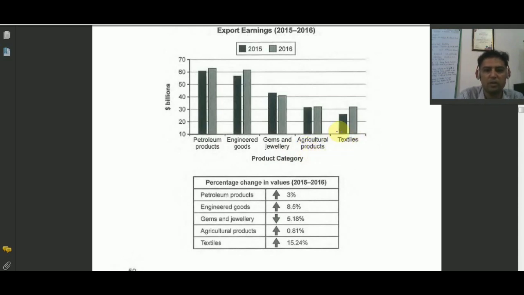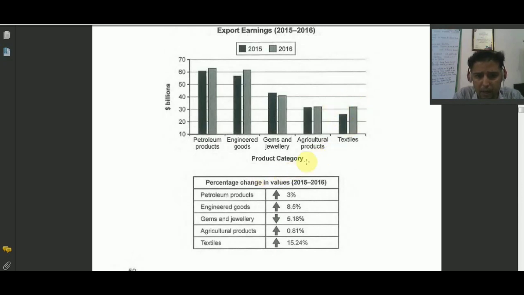So what we have understood is that the export of these 5 different items for years 2015 and 2016 is given. Further we can notice that export of petroleum rose, engineering goods also rose, but in case of jewelry and gems, there was a decline. For agriculture produce, there was a marginal rise, and for textile, there was a major rise. Being the least exported item, there was the biggest rise in the business, as you can see.